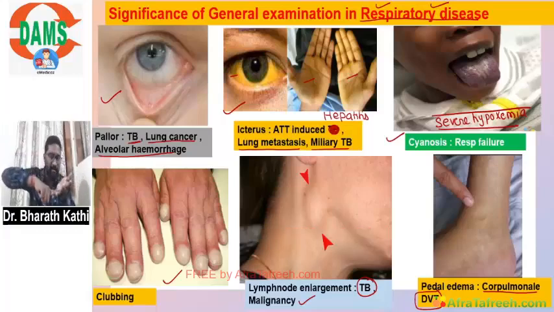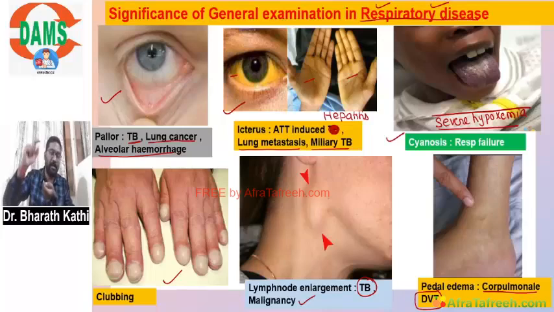How is icterus related? How is cyanosis related? How is clubbing related? How is lymph node enlargement related? And how is pedal edema related? So at least you should know these points.